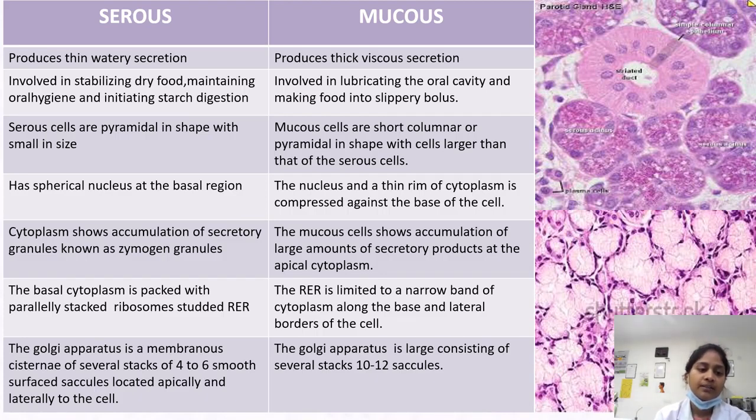The Golgi apparatus is a membranous cisternae of several stacks of 4 to 6 smooth-surfaced saccules located apically and laterally to the cell. The Golgi apparatus is large, consisting of several stacks of 10 to 12 saccules.